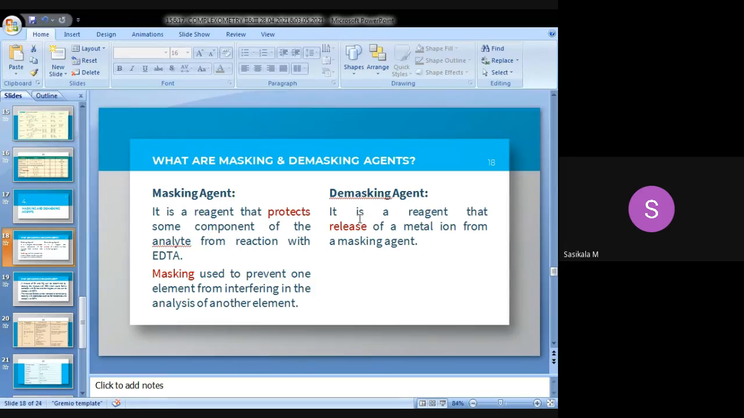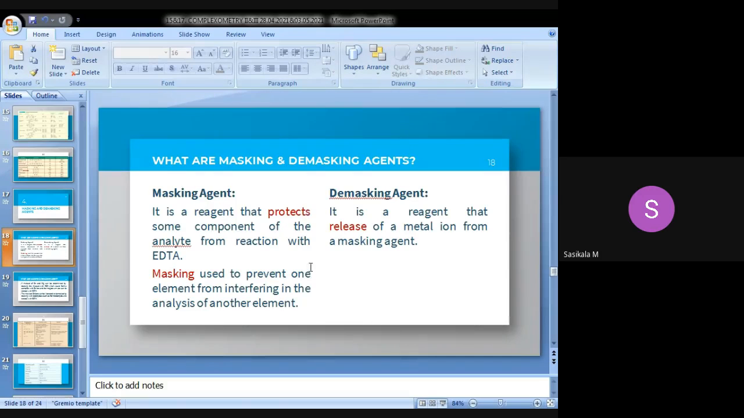It will release the masking of that complex, the metal complex formed with the masking agent. So demasking agent will remove the masking agent and it will release the metal which formed complex with the masking agent. What is the role of demasking? Demasking means the deletion of masking process. Whatever masking agent formed complex with the interfering element will be demasked with demasking agent so that the masked element will be released for the reaction.